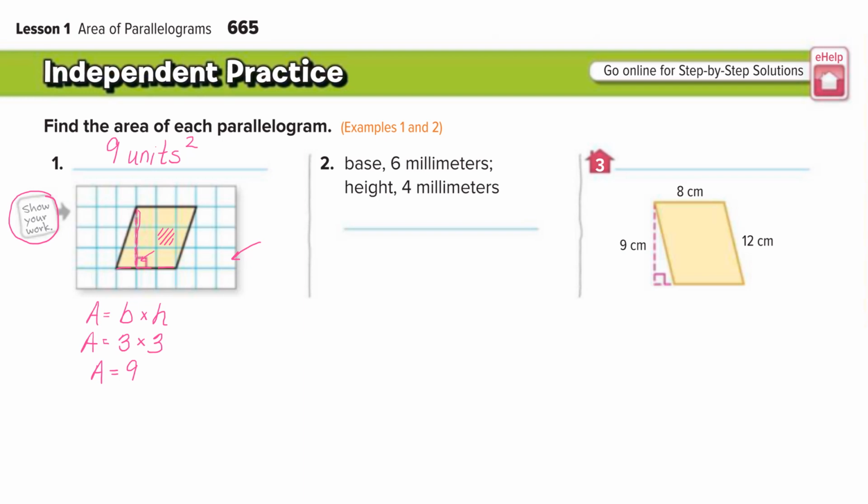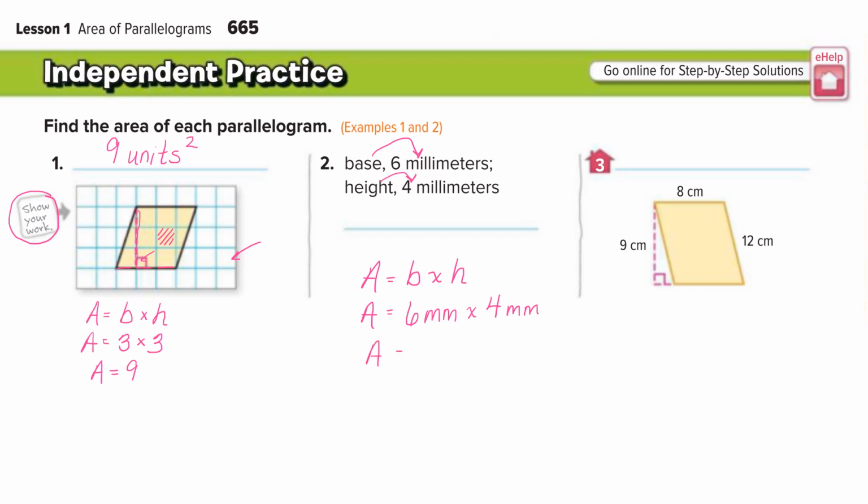Question number 2. In this question, we don't have a picture, but we do have some information. We have that the base is 6 millimeters and the height is 4 millimeters. Again, our formula is that area equals the base times the height. So we're going to plug in what we know. We don't know the area, that's what we're solving for. We do know that the base is 6 millimeters. And our height is 4 millimeters.